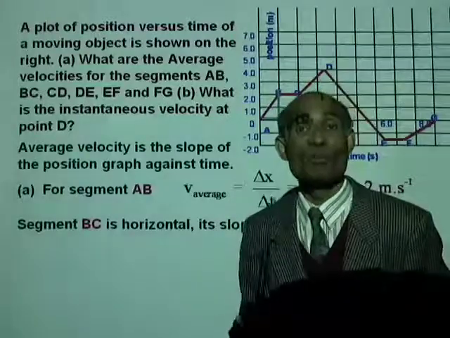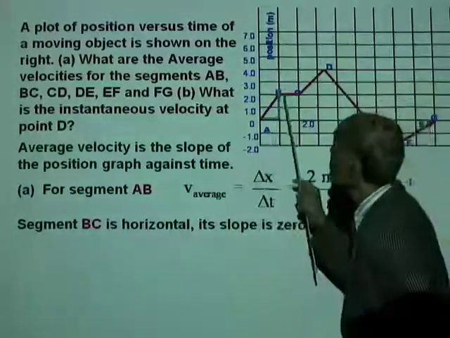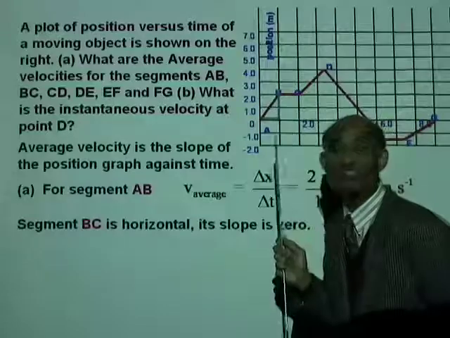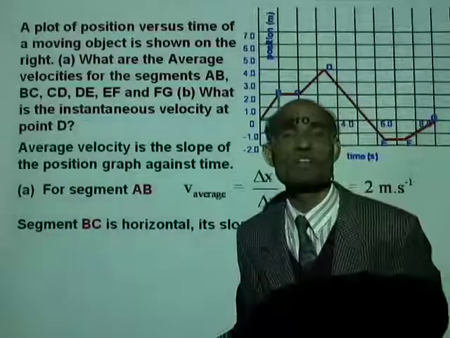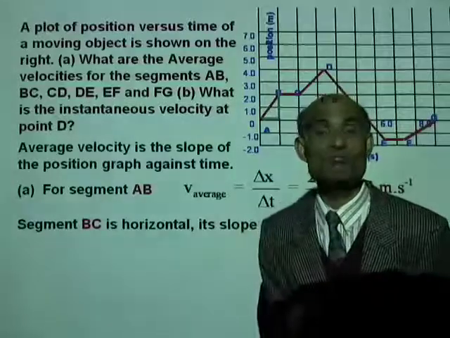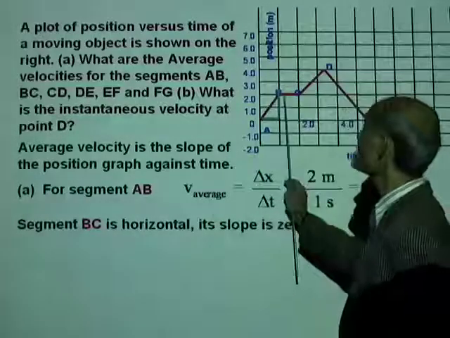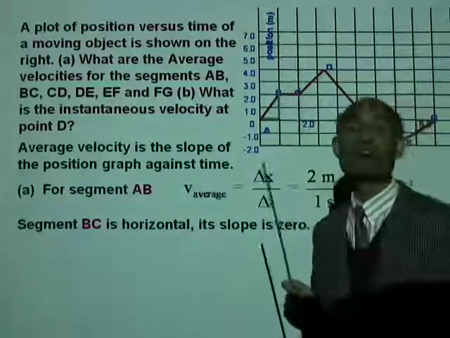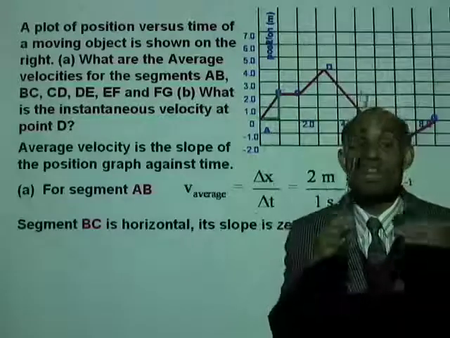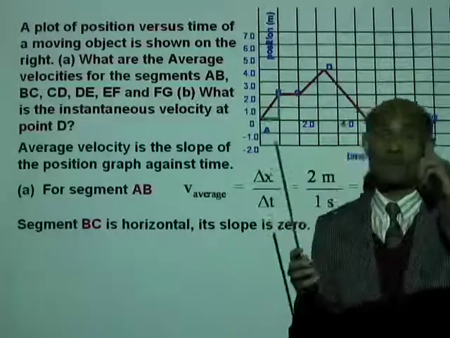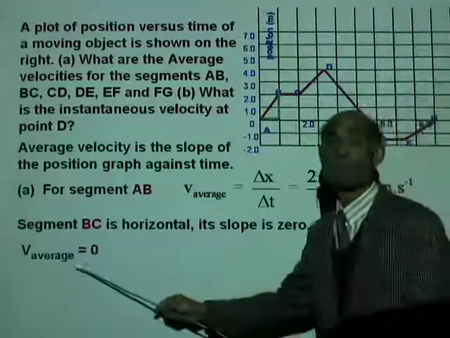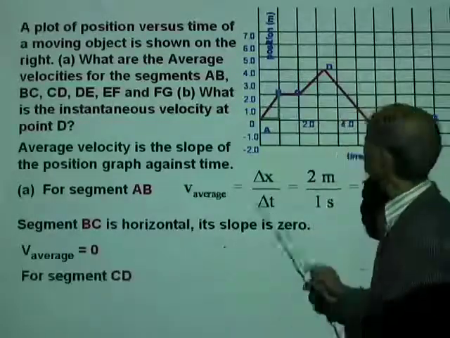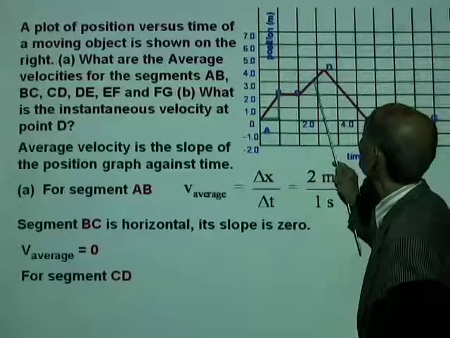It is 0. What does that mean? It means during this time that object is at rest. In fact, if that object is a person, he got into McDonald's for a coffee during that time, he is resting. There is no velocity, there is no change in position during that time. Therefore, the average velocity is 0. There you are.